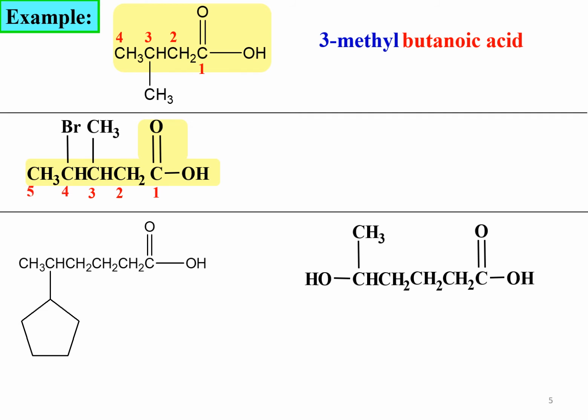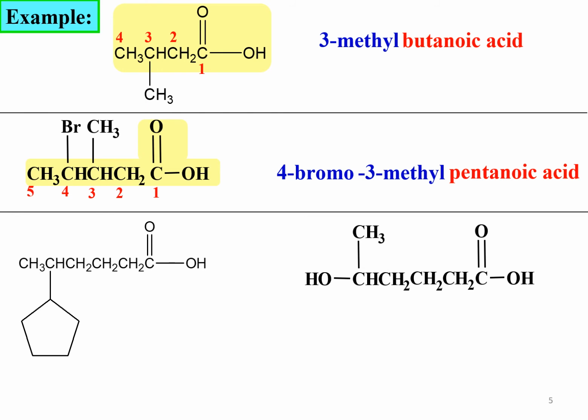So the parent chain is called what? It's called pentanoic acid. Then we have methyl at carbon 3, and then we have bromo at carbon 4. When you arrange the substituents, you must follow alphabetical order. So bromo first: 4-bromo-3-methylpentanoic acid.